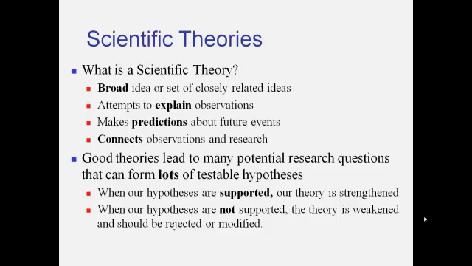A scientific theory takes a look at research findings from a particular area and essentially tries to build on it, tries to explain it, and tries to put it all together in one big picture. Furthermore, it allows you to then predict future studies by using that particular theory. So a theory is a broad idea or a set of closely related ideas.